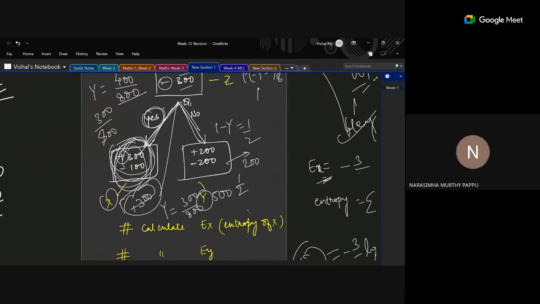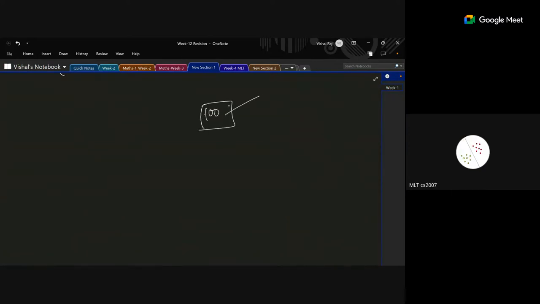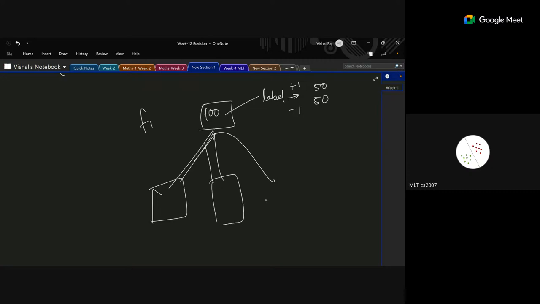Basically what it means is that there are 300 positive labels from the 500 for which the answer is yes. I have 100 data points now, and out of those 100 data points, the label is some plus 1 and some minus 1. It can happen, right? So this is 50-50. And for some question, I have 3 answers, not 2. So this is getting split into 3 parts: this is X, this is Y, this is Z.